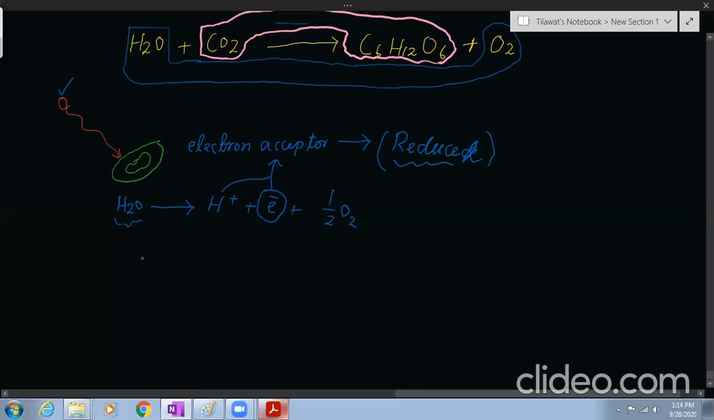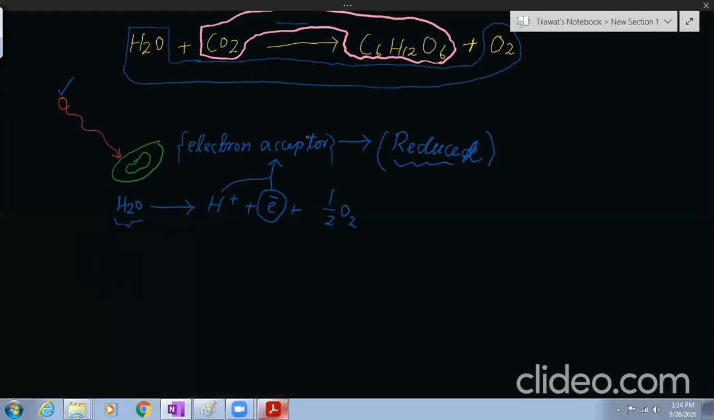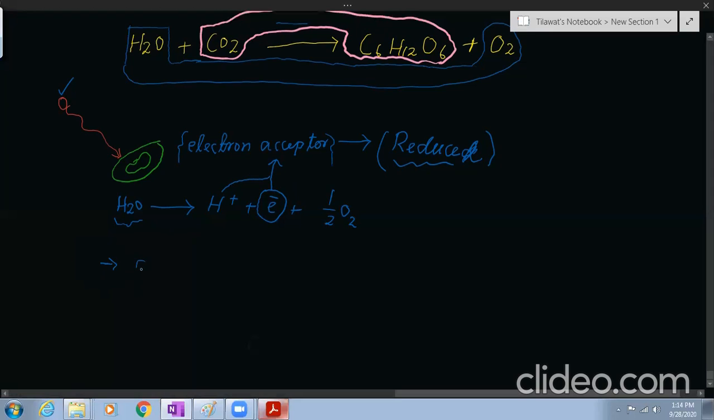Okay, so we can prove this by performing an experiment using a dye called DCPIP. We can perform this experiment using that dye. Am I clear up to here?